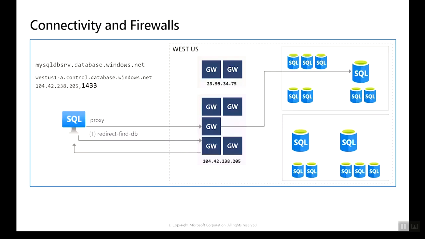Now, if we're connecting from outside of Azure, your connections will have the proxy connection policy by default. So a policy of proxy means that once the TCP connection is established via the Azure SQL Database gateway, all the subsequent packets will flow via the gateway.